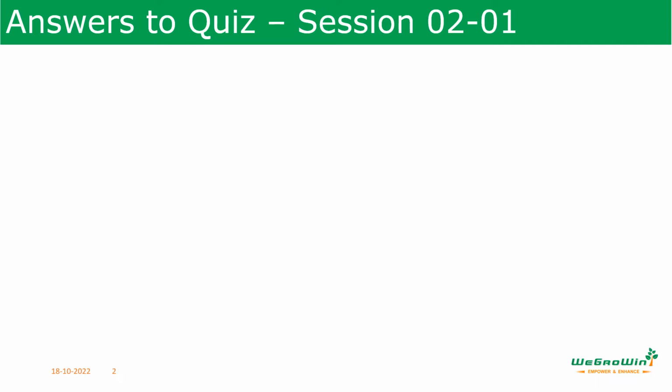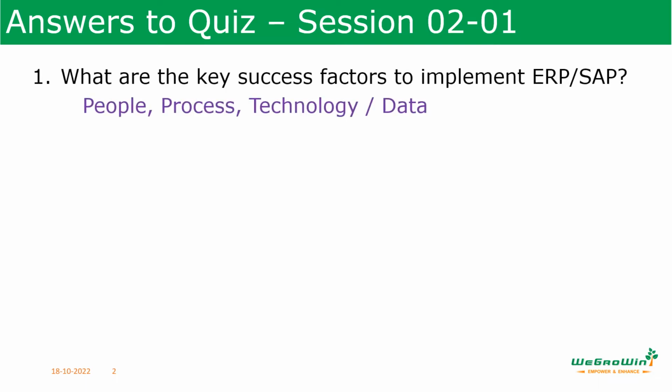Before going into the session, let us see the answers for the quiz we addressed in the last session, 201. What are the key success factors to implement any ERP or SAP? For any implementation, the success factors are the people involved in the project; good people should be available. Process should have been defined properly, and very clean and accurate data should be there. Of course, the technology is important. So people, process, and data or technology are the key parameters for any implementation of ERP or SAP.